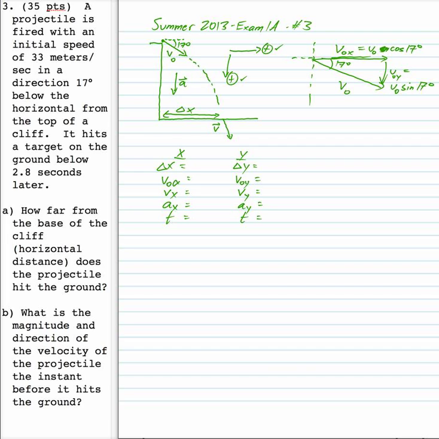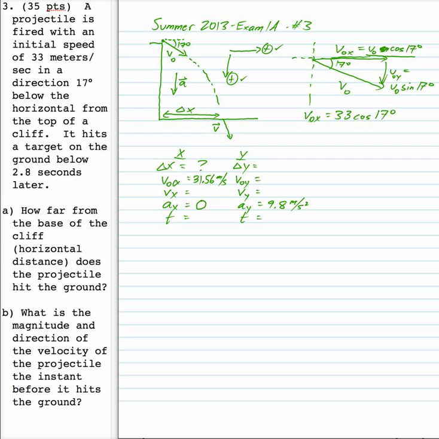So, alright, for delta x, we don't know that. V0x, we've calculated up here as V0 cosine 17. So that's, let's see, V0x is 33 cosine 17, and it's positive. So that works out to be 31.56. The x acceleration is 0, right? The y acceleration is 9.8 meters per second squared, right?